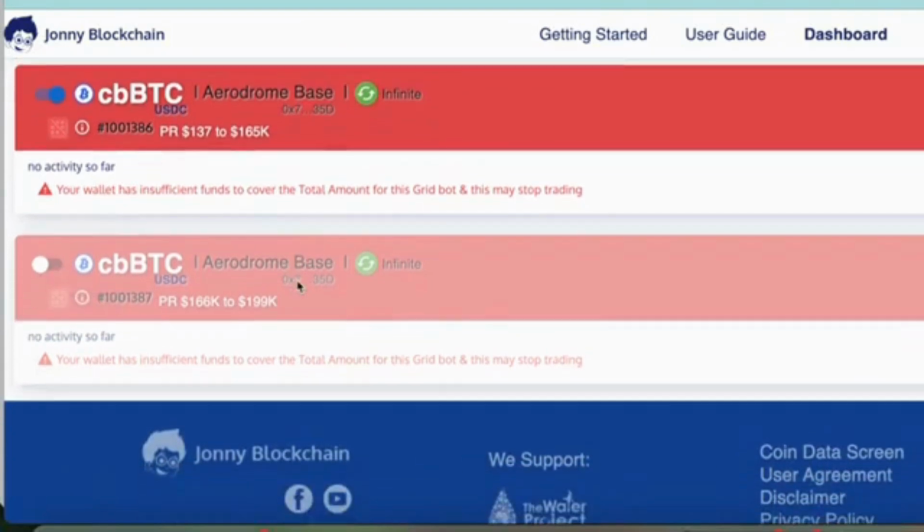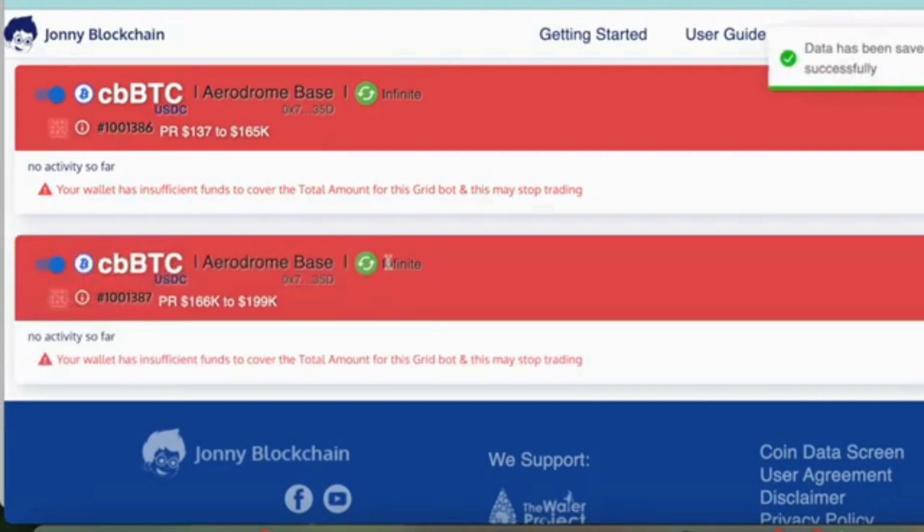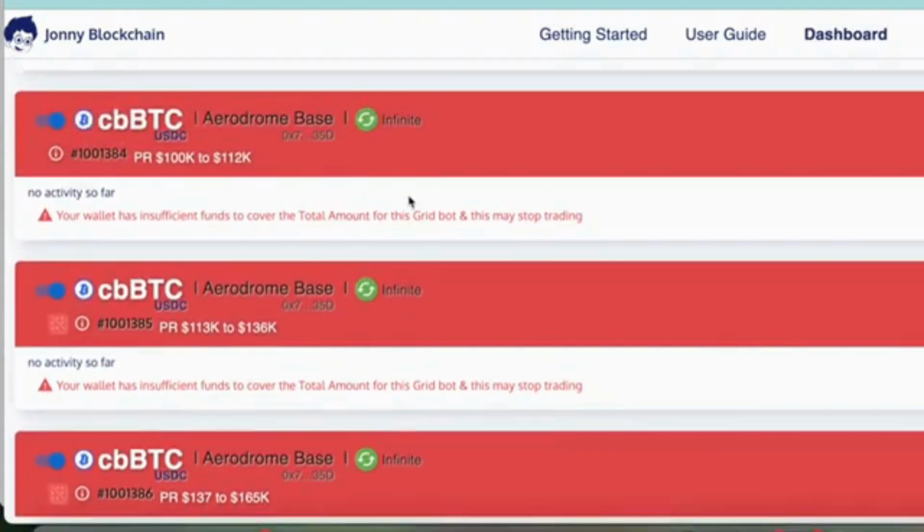And that would go into my next grid bot, which would be 166,000, which is $1,000 above this higher range. And the upper range would be 199,000. Switch those bots on. Now, in theory, if I count this up, because I've got $200 allocated for each bot, I've got $2, $4, $6, $800. But I only need $200 to activate all this, because I need the $200 for this one. Once it moves out of that price range, goes above, it's going to go into this one.